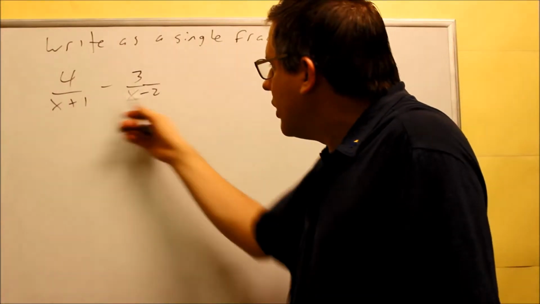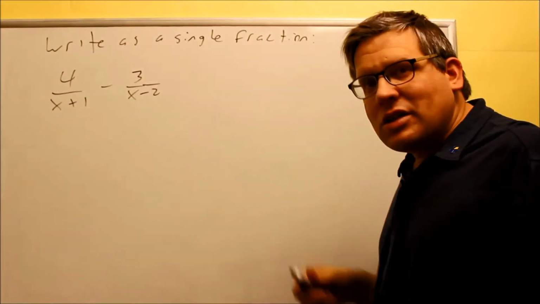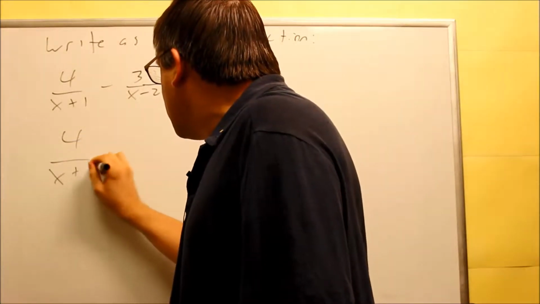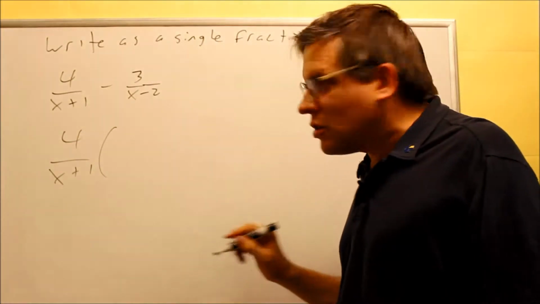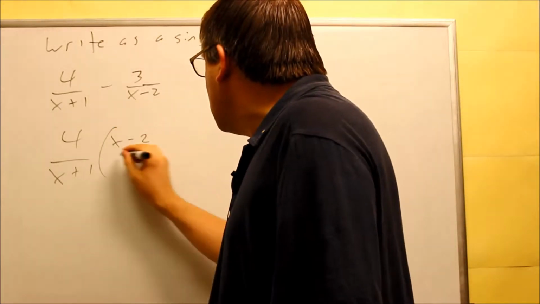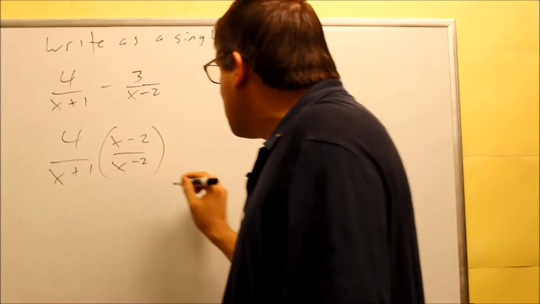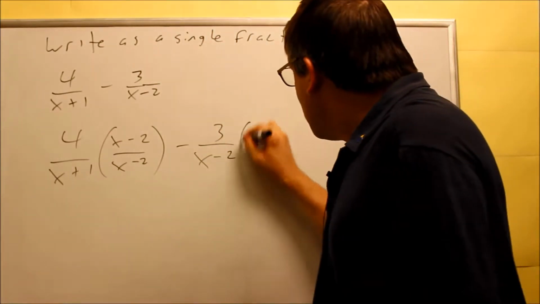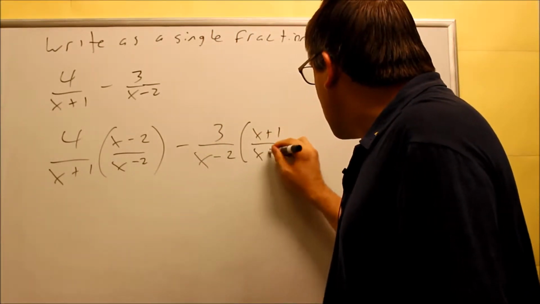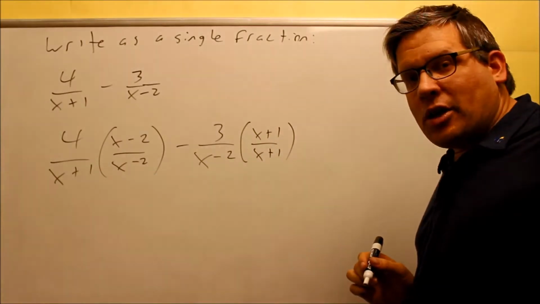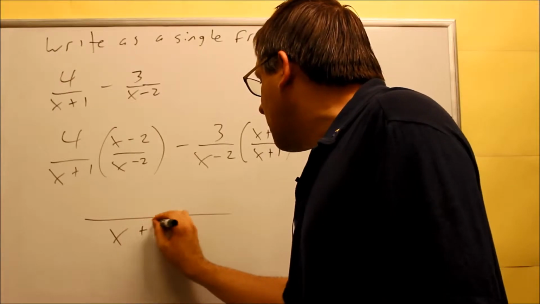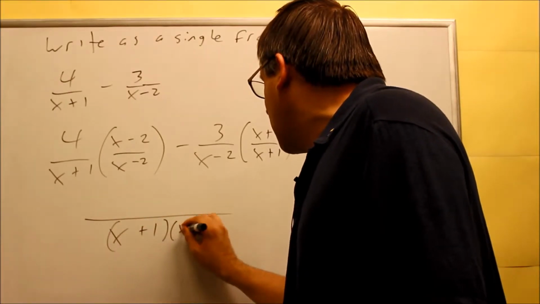So the common denominator here would be x plus 1 and x minus 2. If I wanted to get common denominators, what I would do is multiply each one by what is missing here. So I would do x minus 2 over x minus 2 here. It's missing that one. The other one has x minus 2, but it's missing the x plus 1. So I'm going to multiply that top and bottom. Now, by doing this, I would get one single denominator, x plus 1 and x minus 2.